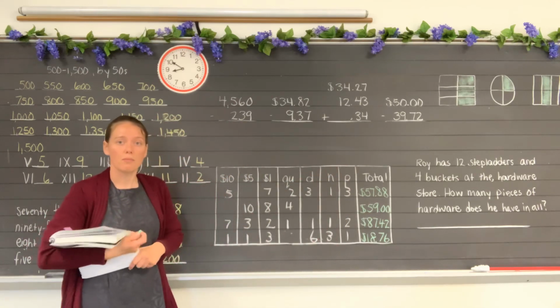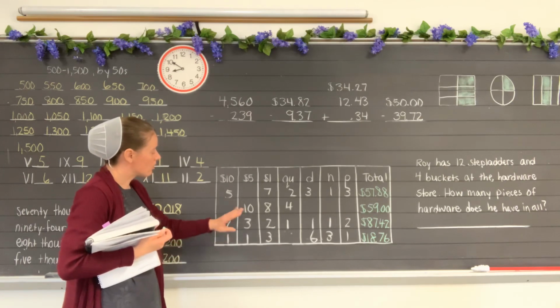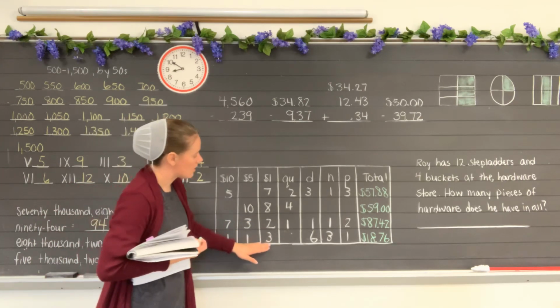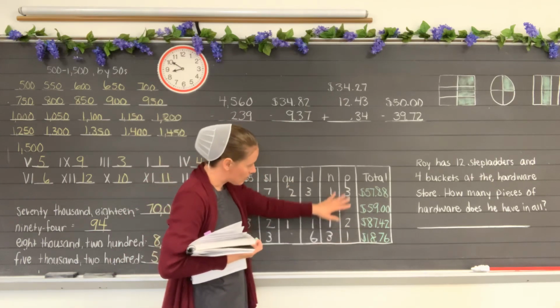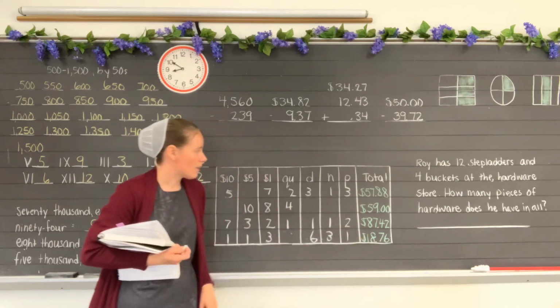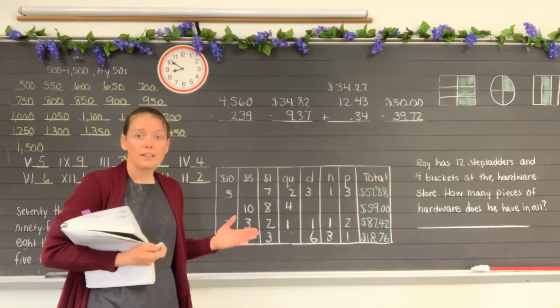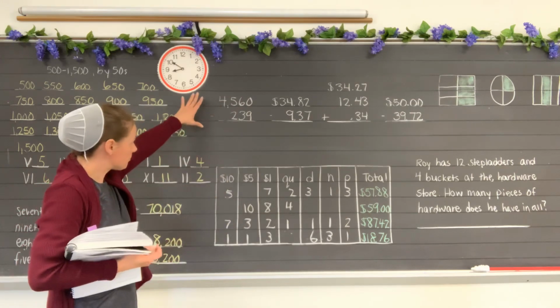So $18.76. Let's check just to make sure we have it right. So 1 ten is $10. 15, 16, 17, 18, $18. 6 dimes, 60 cents. 65, 70, 75, 76. Okay, so that's right.